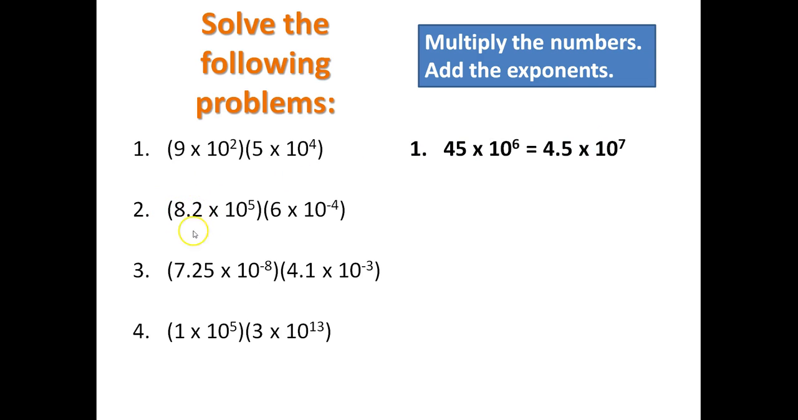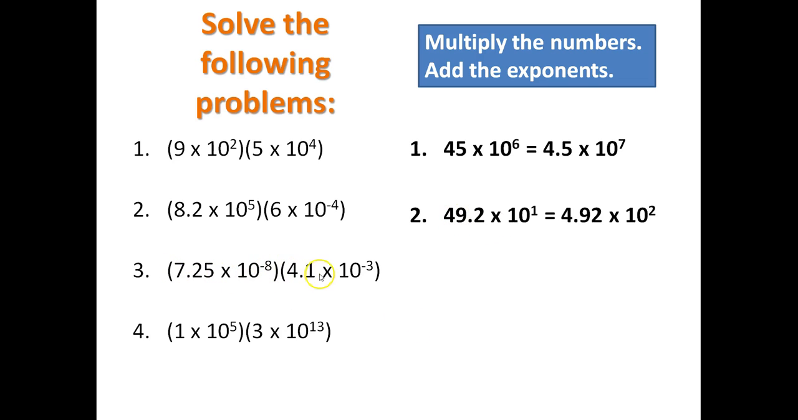Multiply the numbers. 8.2 times 6. Then add your exponent. 5 plus negative 4 is 1. Okay. 49.2 times 10 to the first power. 49.2, not a number between 1 and 10. I need to move my decimal 1 place over, which is why my exponent went up. All right, because 49 was greater than 10.